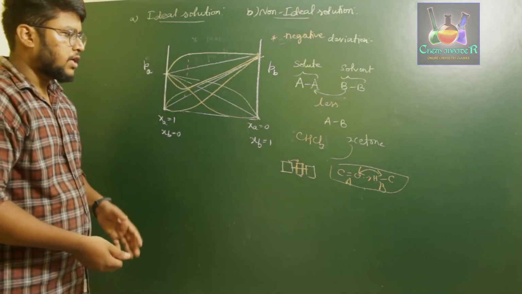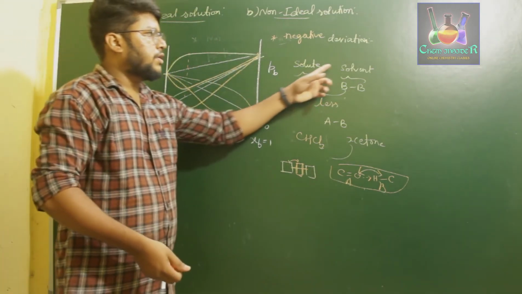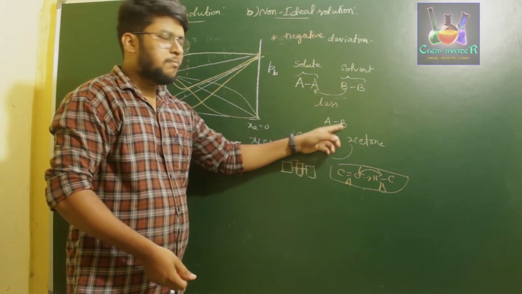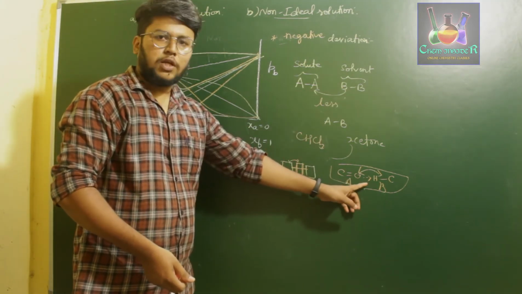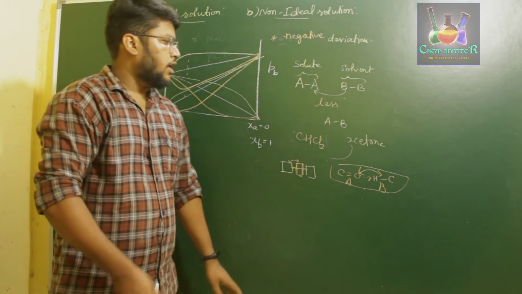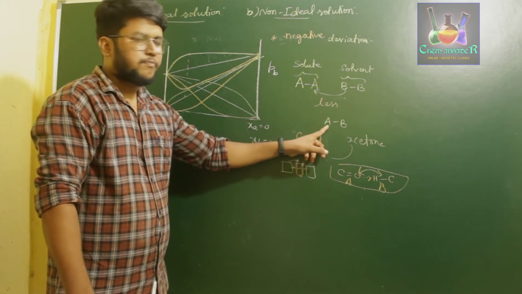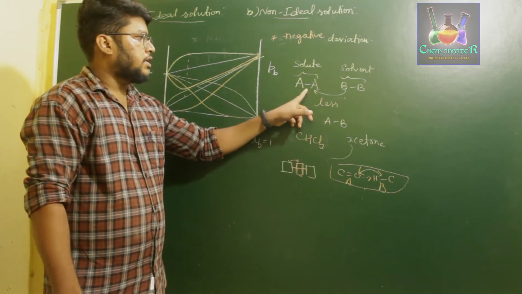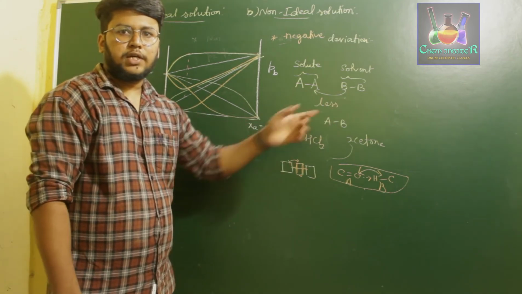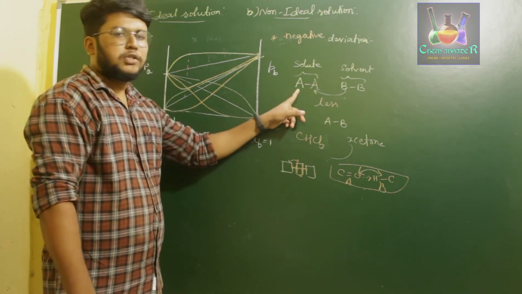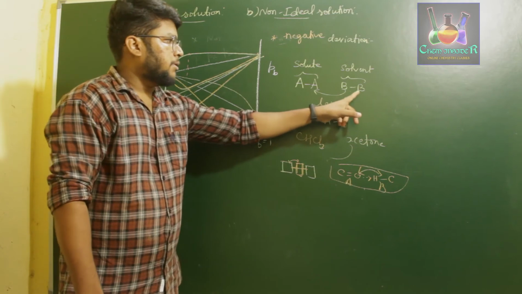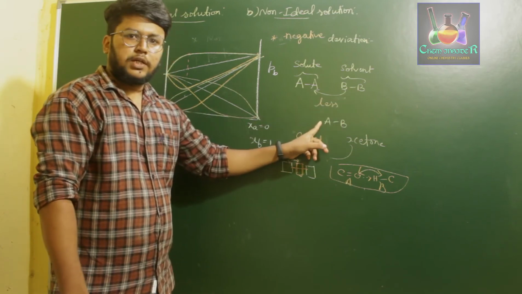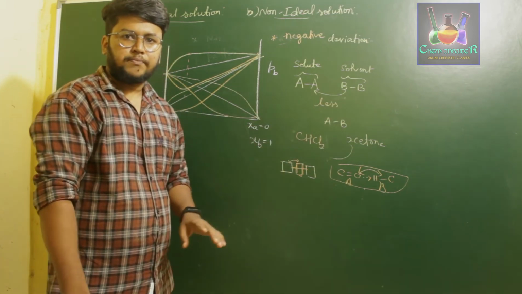So now clearly we can say that the AB pair has one more type of interaction, that is hydrogen bonding, and therefore the interaction of AB is greater than that of AA and BB. Or in other words, the interaction of AA particles and BB particles is less than that of the interaction of AB particles.